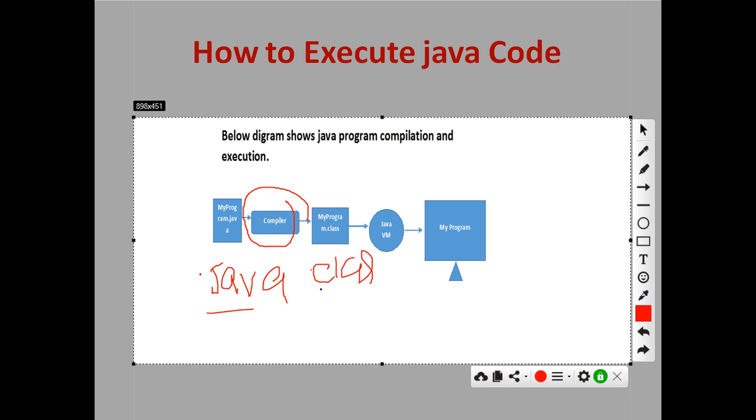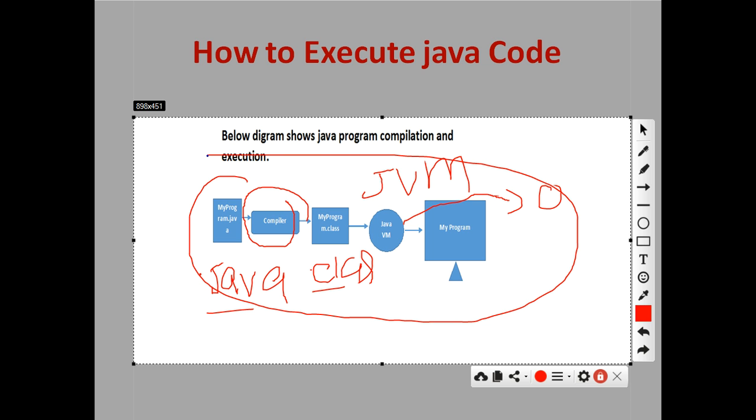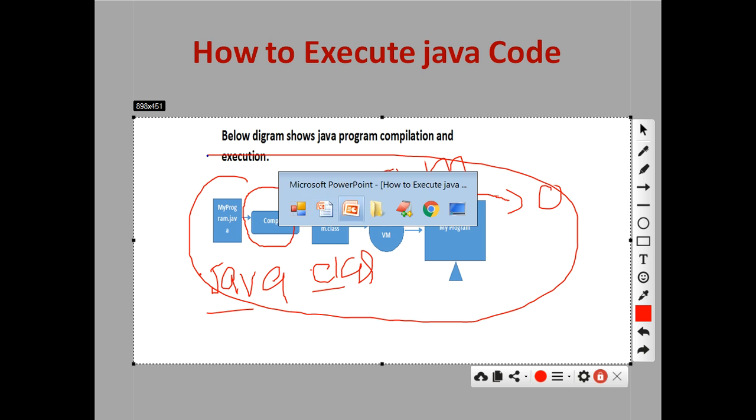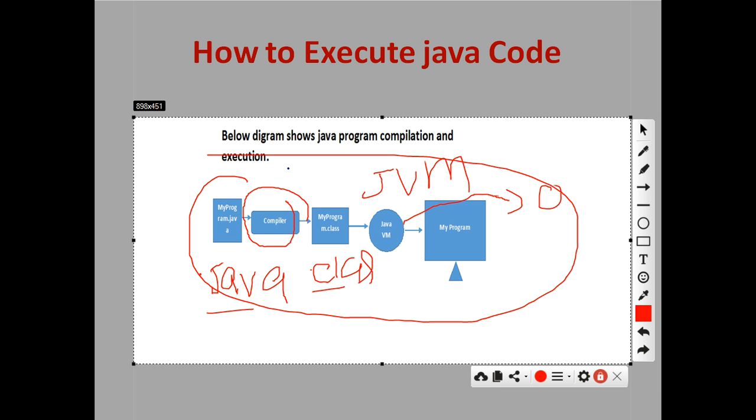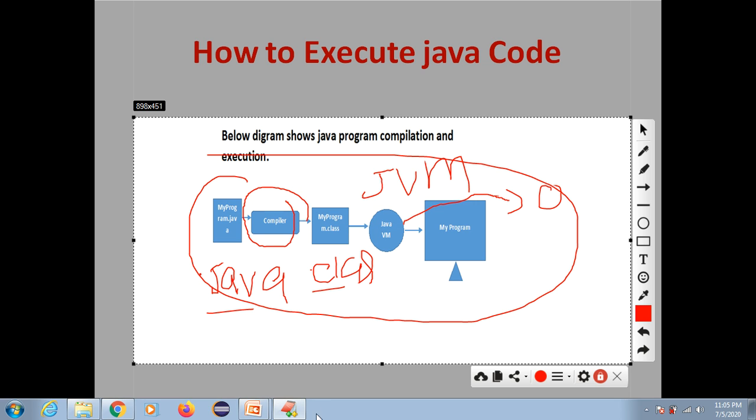The .class file is nothing but bytecode, and this bytecode will communicate with the JVM, the Java Virtual Machine. After that, we will get the output on the console. So this is the simple process of how to execute Java code. Let's go and see how this first Java code will work.